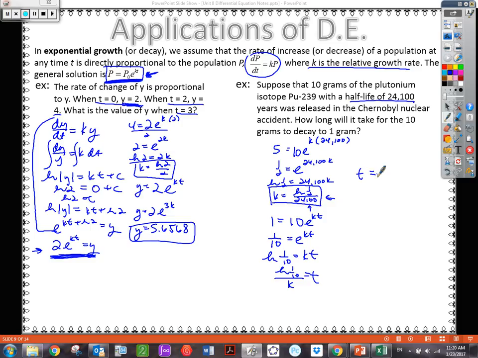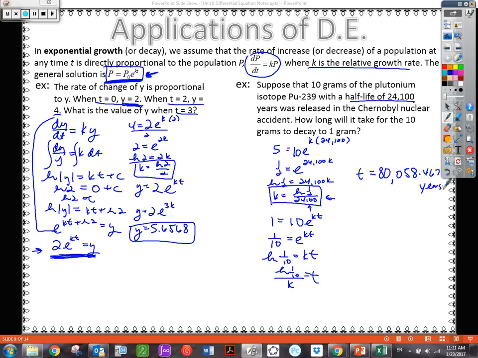All right, and so then what we would get, T equals 80,058.467 years. Well, that's a long time. Okay, well, since the half-life is 24,100 years, we would expect our answer to be quite large, and it is. All right, so that is applications using exponential growth or decay.